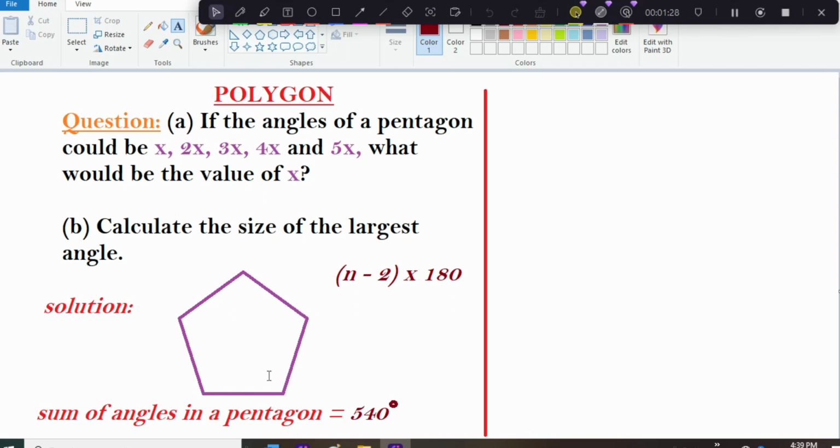Now, for you to know the sum of angles in a pentagon, you use this formula: n minus 2 multiplied by 180. The n is the number of sides, and of course in a pentagon we have 5 as the number of sides, minus 2, then multiply it by 180.